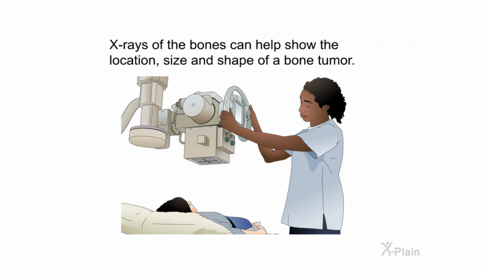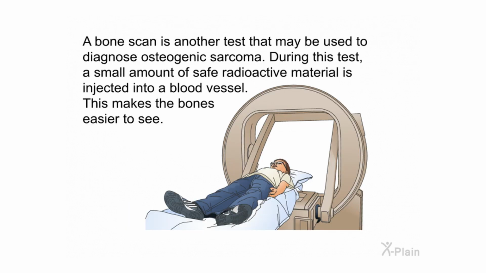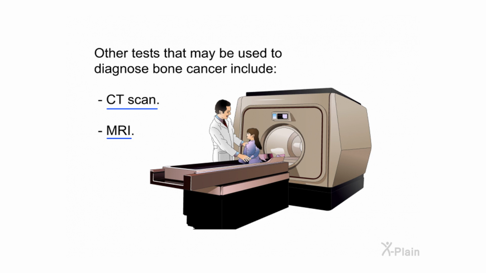X-rays of the bones can help show the location, size, and shape of a bone tumor. A bone scan is another test that may be used to diagnose osteogenic sarcoma. During this test, a small amount of safe radioactive material is injected into a blood vessel. This makes the bones easier to see. Other tests that may be used to diagnose bone cancer include CT scan, MRI.